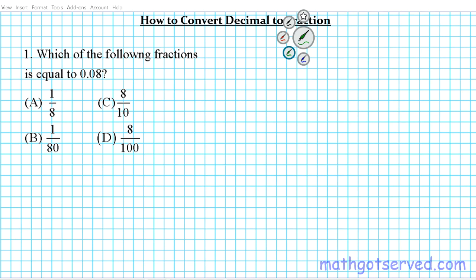All right, let's take a look at question number 1. On problem number 1, you're being assessed on how to convert decimals to fractions, okay? All right, so let's go ahead and review the process or the steps for converting decimals to fractions. We're going to be using 2 steps here.